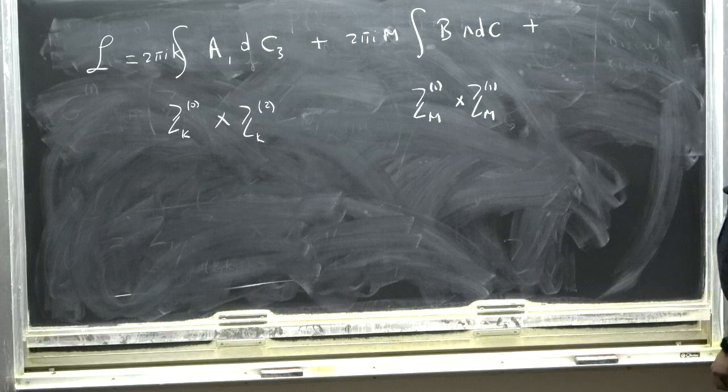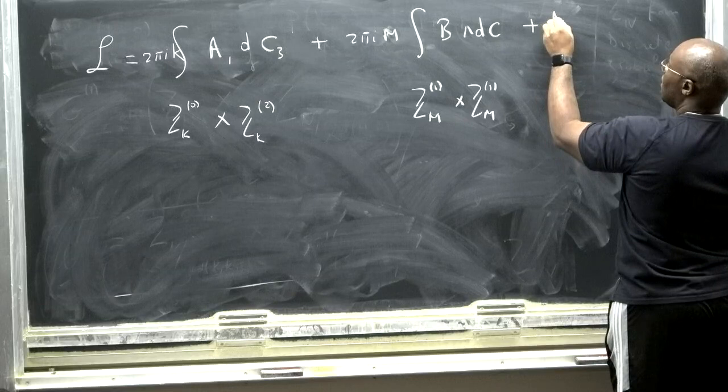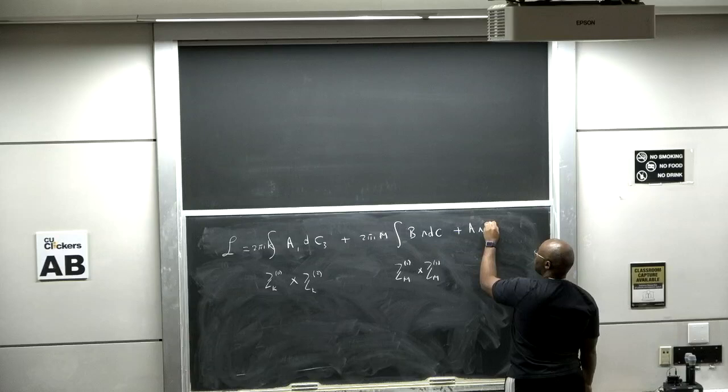My favorite coupling that I will talk about, you can have, for example, a coupling which is going to be A wedge something that I will call P squared of B.